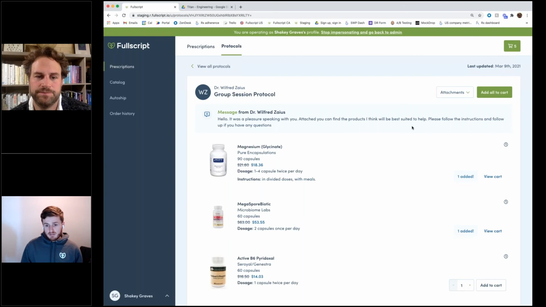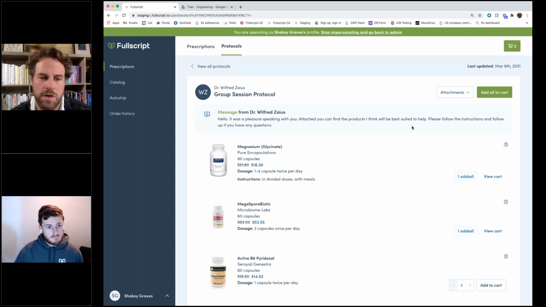Yeah, so currently, if on the second week everyone came back to your group session on gut health, you'll be able to add those products to that protocol, and you'll be able to update that protocol, which would send the patients an email to say, hey, Dr. X has updated the protocol with these details, attachments, products, you name it. So they'll be informed when their protocol is changing on the Fullscript platform.